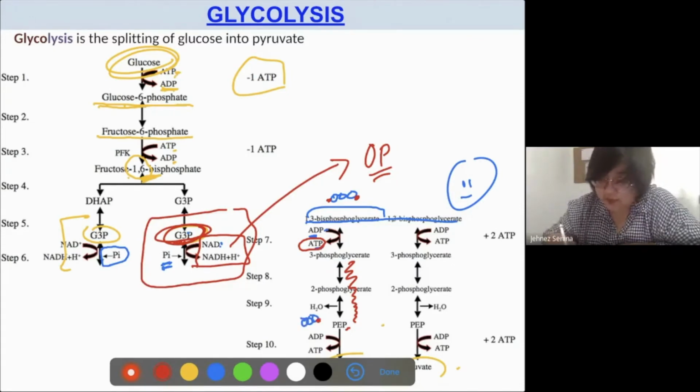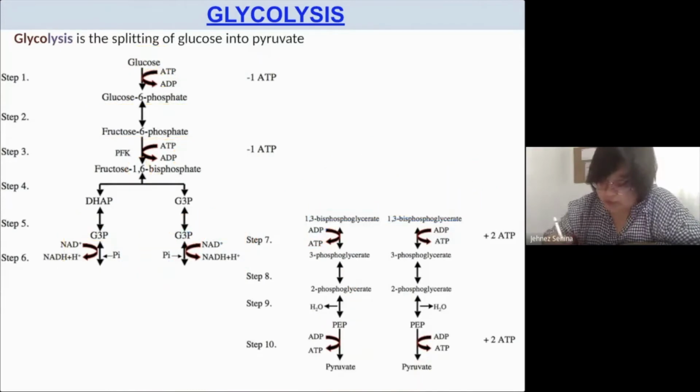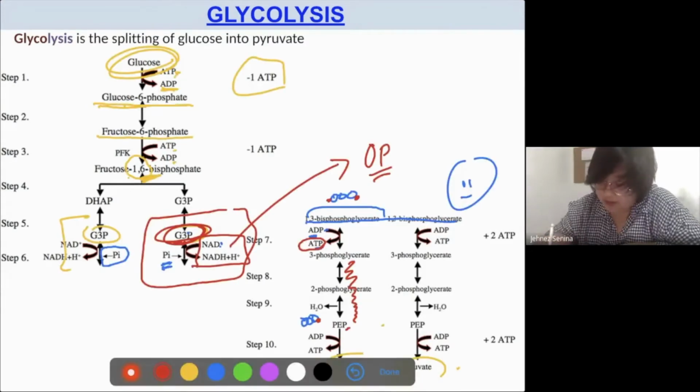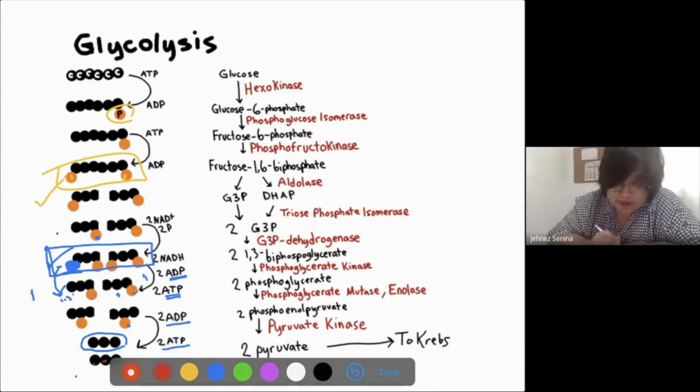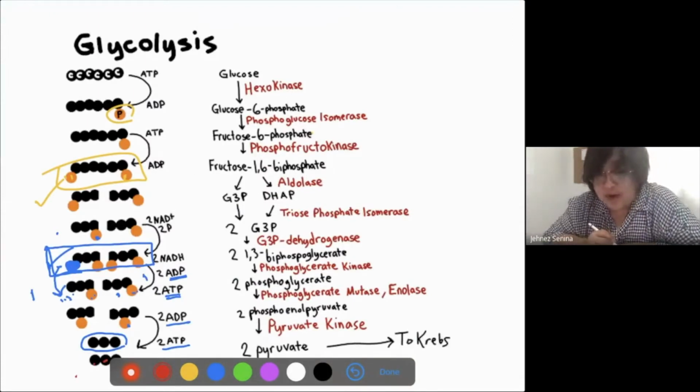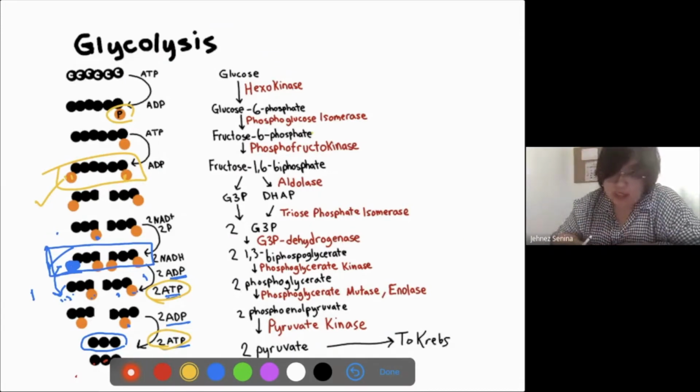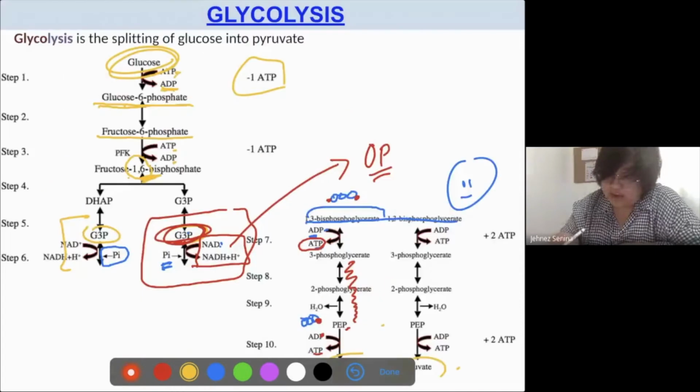There's another phosphate, right? I can further remove this phosphate and put it to ADP to form ATP again. So your final pyruvate here will not have phosphates anymore. Where did the phosphate go? You form it here. Now, the end product of glycolysis is pyruvate.